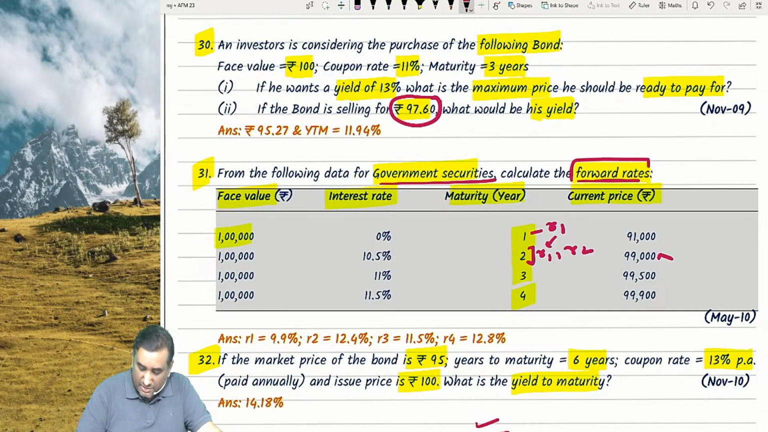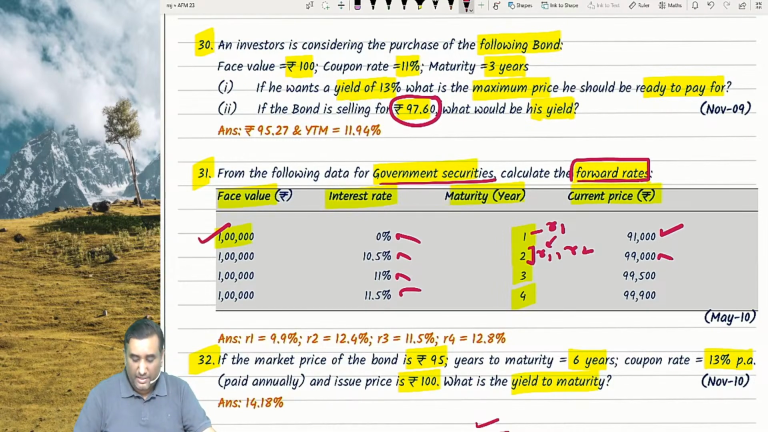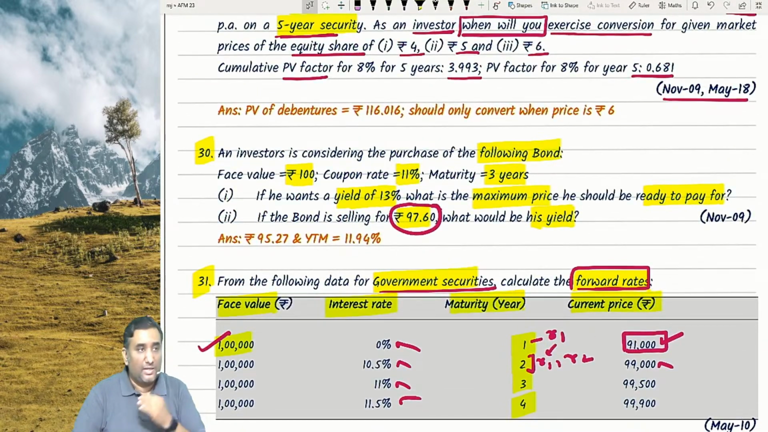Forward rates are 1 year rates. Interest rates 0, 10.5, 11, 11.5. We need to calculate the 1 year rate. They have given you the face value. They'll give you the current market price, that means period 0. In the first case, there is no challenge. 1 lakh rupees closing value. It's a compound amount. Present value is 91. What would be my yearly rate? So R1 would come.